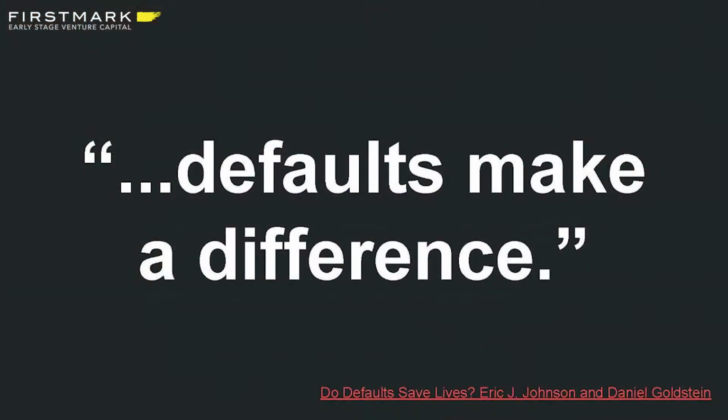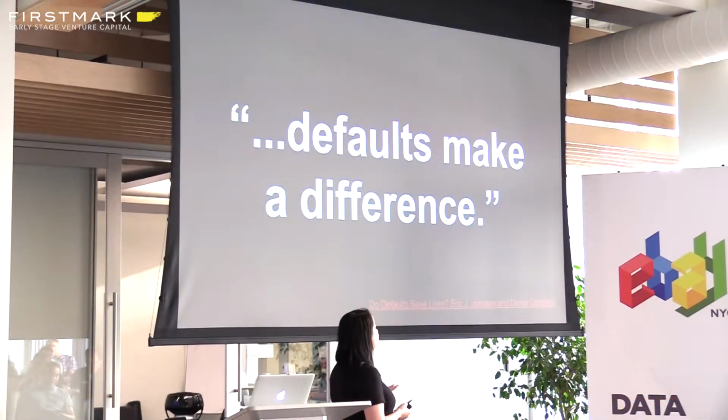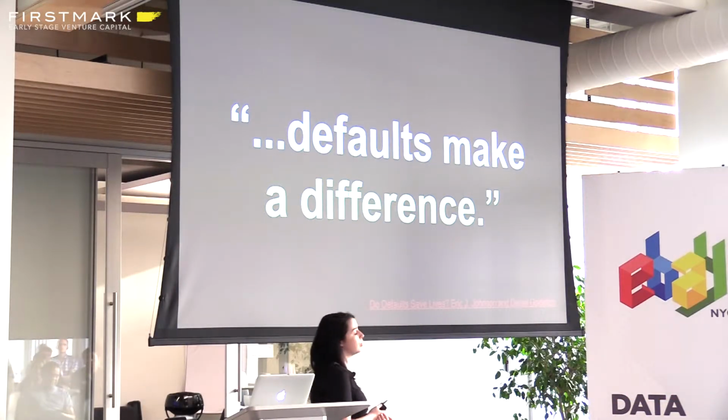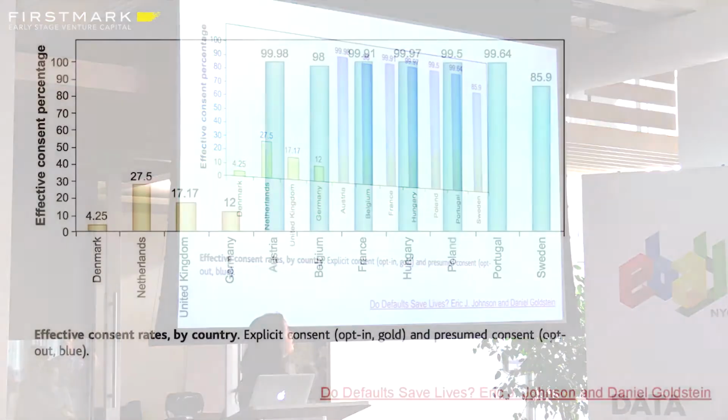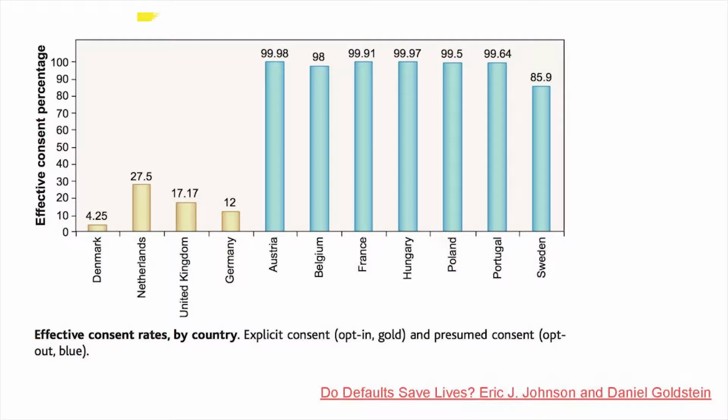Great, so the premise of this talk is that defaults make a difference. This is actually the last line of a paper linked down here called Do Defaults Save Lives by Eric Johnson and Daniel Goldstein from 2003. And the paper is about organ donation. Many countries, all countries have organ donation, and some of them have presumed consent and some of them have explicit consent. So it hinges around this diagram.